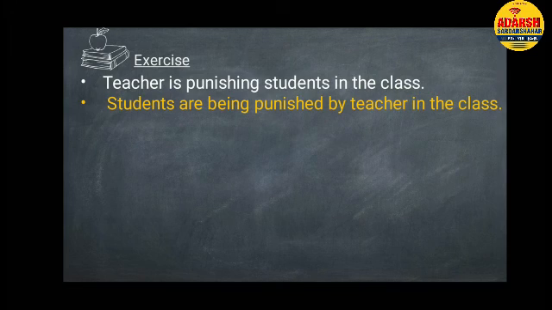So let me revise again all the rules, how it converted. We put students, which is our object, in the place of subject, and our subject teacher in the place of our object. And according to our third step, we put here verb's third form, which is punished, and we put by before a subject. And helping verb, if you notice here students is plural, so that's why we used here are, and in continuous we add being. So our sentence is students are being punished by the teacher in the class.